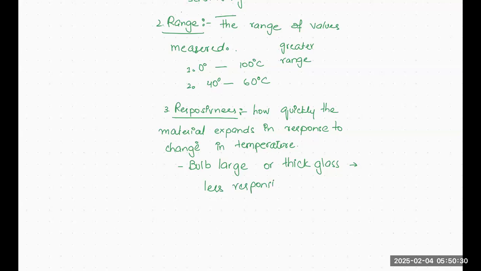Then the last property, which we have already studied, is linearity. Linearity means that the expansion should be a linear expansion. Some materials have linear expansion, some materials do not. There's nothing you can do about it. This is just a property of whatever liquid you're using. So these are the properties of the material and how you can change the properties of the thermometer.